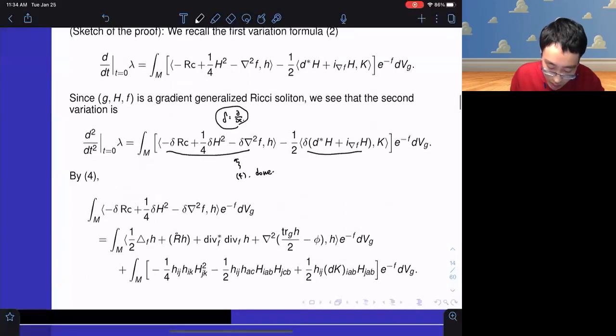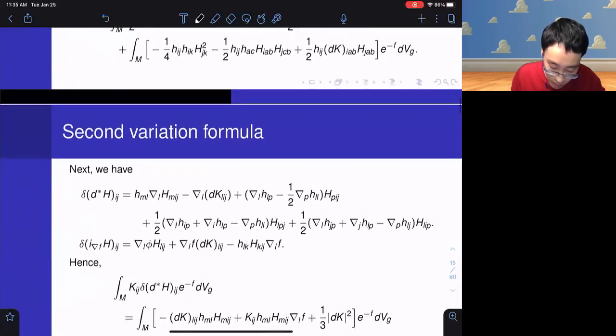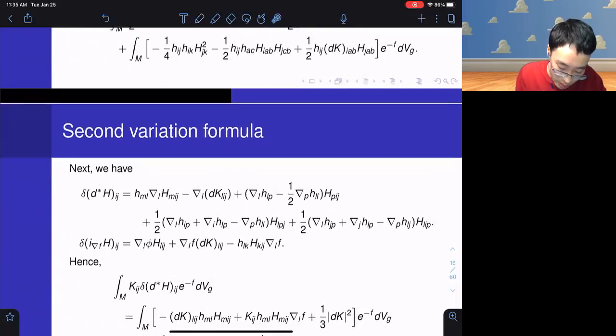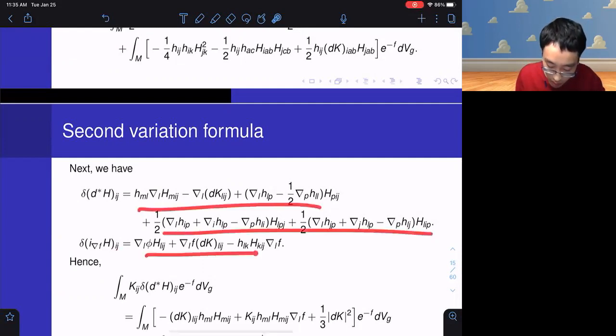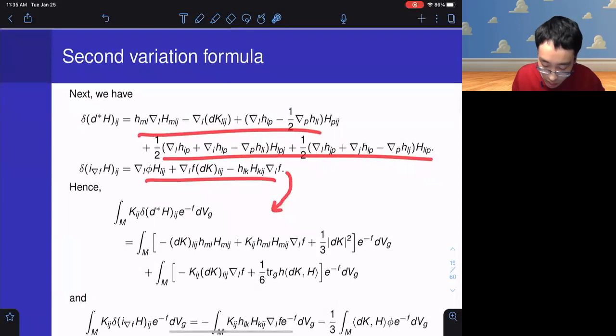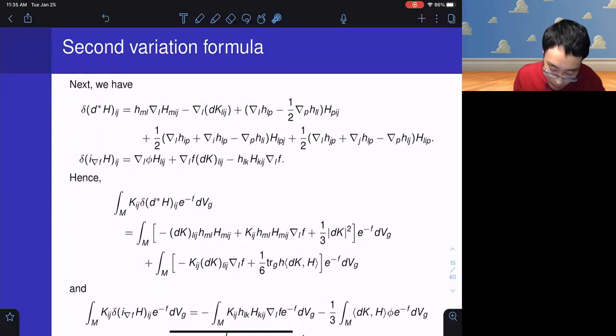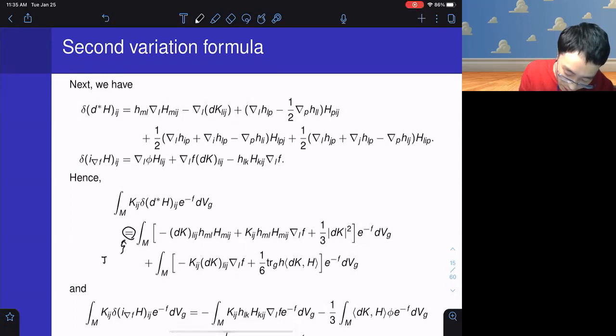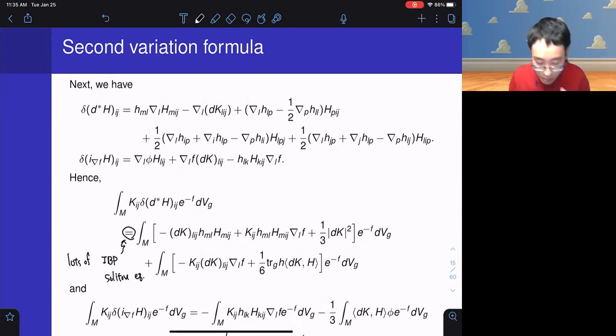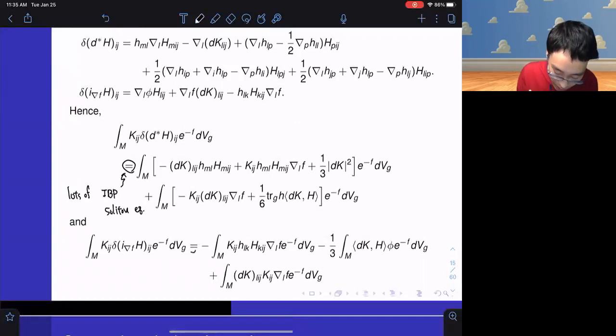And for the second part, actually they are the same. If you compute using the variation formula directly and plug into your equation, then, I should say, this is coming from lots of integration by parts, and we will use the soliton equation to simplify it. Okay, and similar to this case.